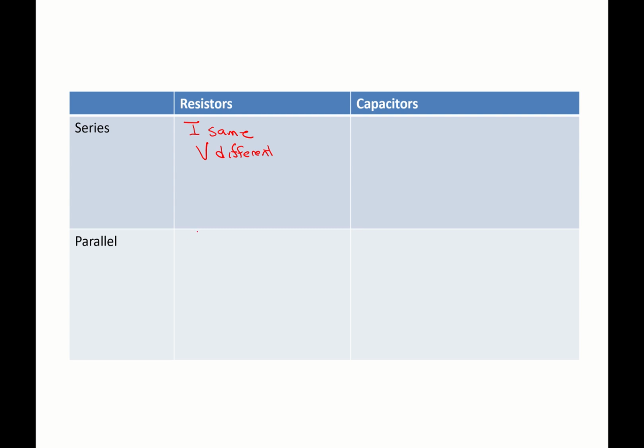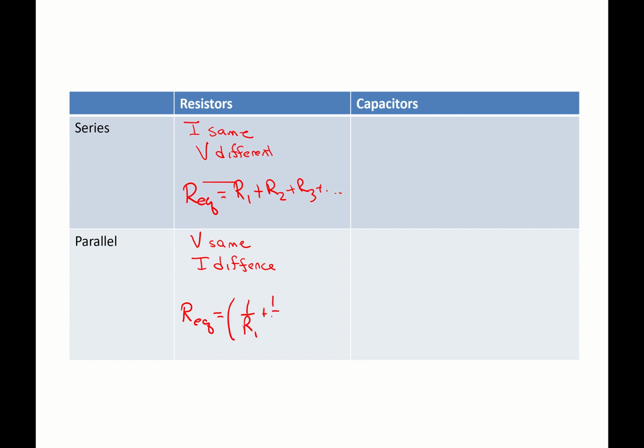And if they're in parallel, V is the same, but I is different. When we add up the equivalent resistance for resistors in series, we just add directly, for however many resistors there are. And for resistors in parallel, we add up the inverses.